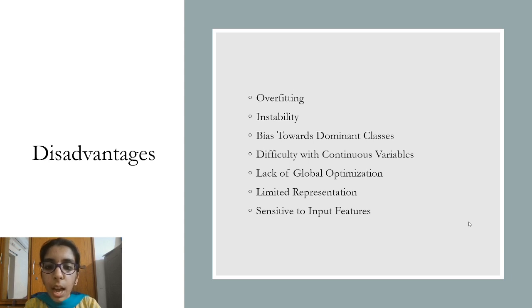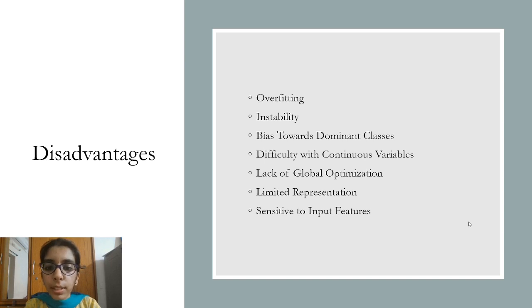Limited representation. Despite their flexibility, decision trees have limited representational power compared to more complex models like neural networks or gradient boosting machines. They may struggle to capture highly intricate relationships or interactions between variables present in the data, especially when dealing with high dimensional or non-linear datasets.